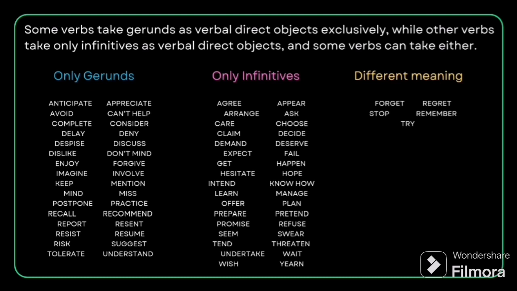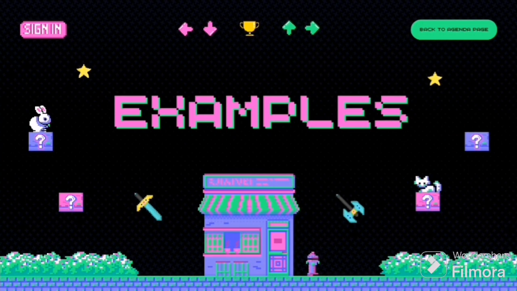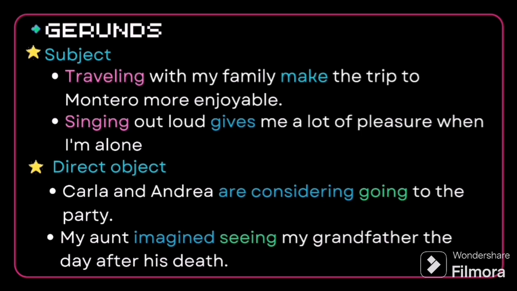And there are verbs that can take either, but the meaning is different: forget, regret, stop, remember, and try. Now, examples for each function. For the gerunds, first function, subject. First example: traveling with my family makes the trip to Montero very enjoyable. Traveling with my family is the subject.